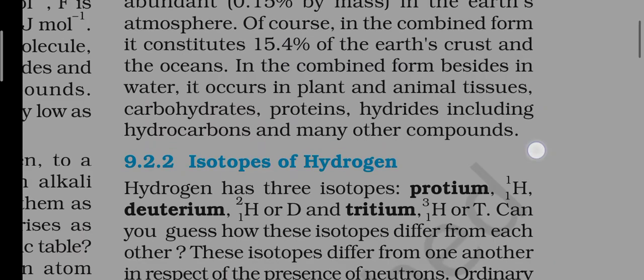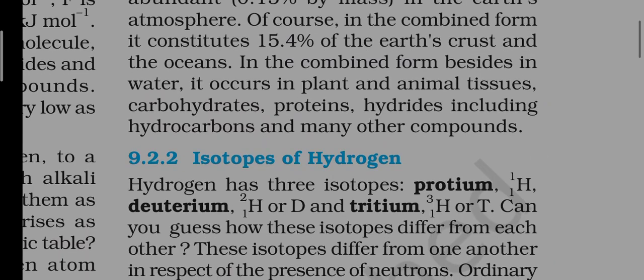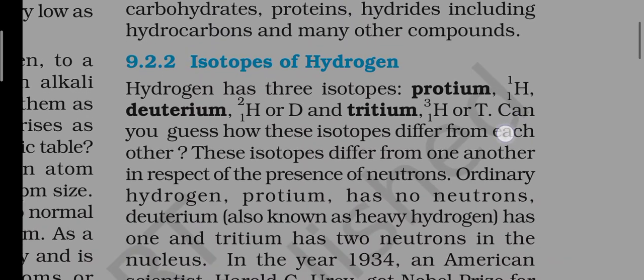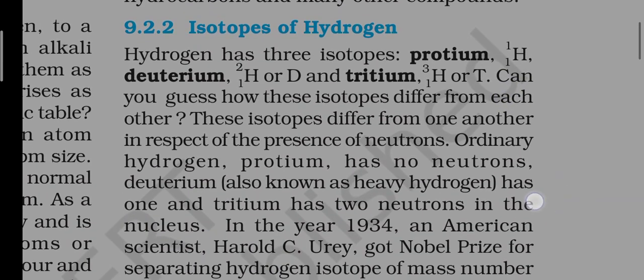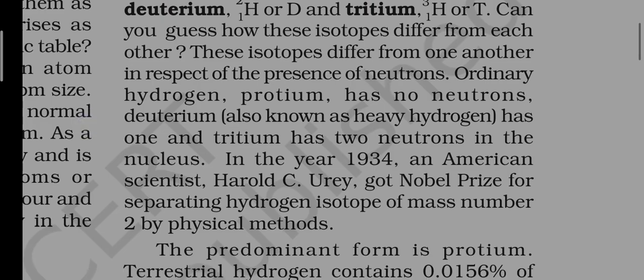In the combined form, besides in water, it occurs in plant and animal tissue, carbohydrates, proteins, hydrides, including hydrocarbons, and many other compounds. Next topic is isotopes of hydrogen. Hydrogen has three isotopes: protium, deuterium, and tritium. Can you guess how these isotopes differ from each other? These isotopes differ from each other only in respect to the presence of neutrons. Ordinary hydrogen, that is protium, has no neutrons, deuterium has one, and tritium has two neutrons in the nucleus.